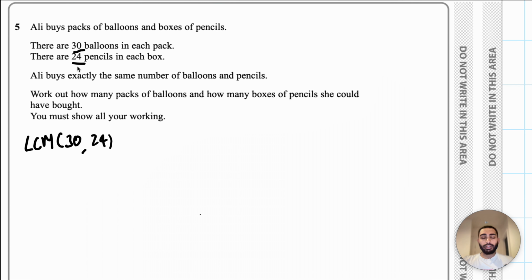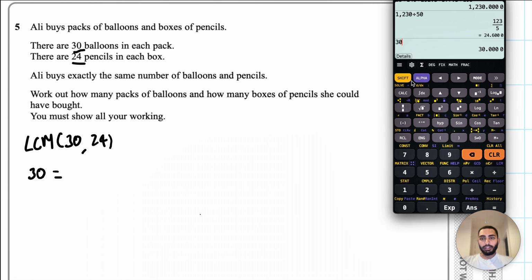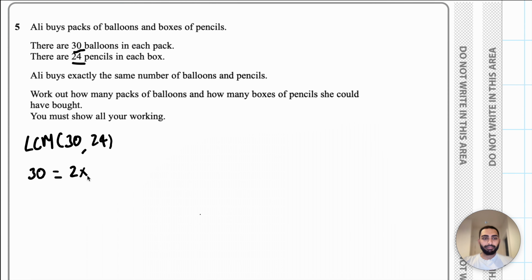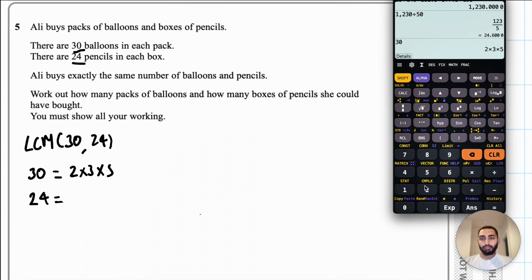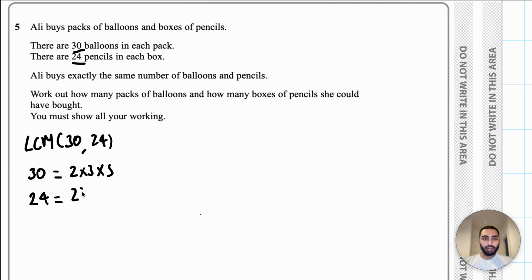An easier way to do this if you have larger numbers is the index method. So I'm going to first find the prime factors of these using my calculator. So I've got 30 is equal to, so I just write 30 and then shift fact, which gives me 2 times 3 times 5. And then I'm going to do the same thing with 24. Shift fact, which gives me 2 to the power of 3 times 3. And now all I need to do to find the lowest common multiple is find the highest power of each unique factor.